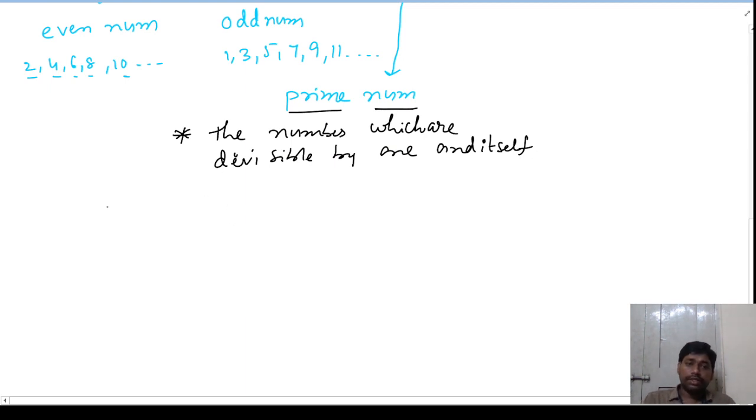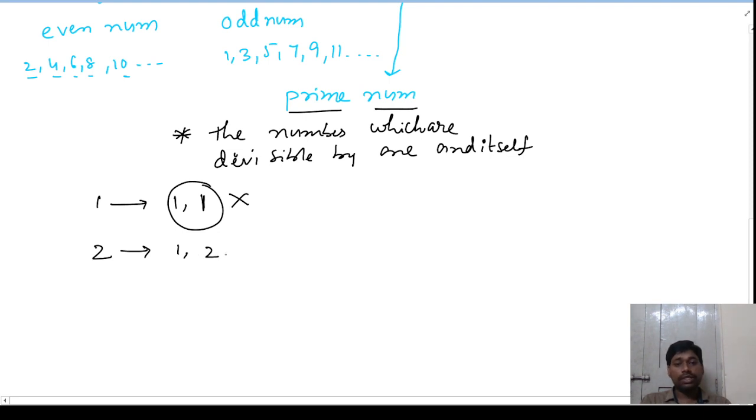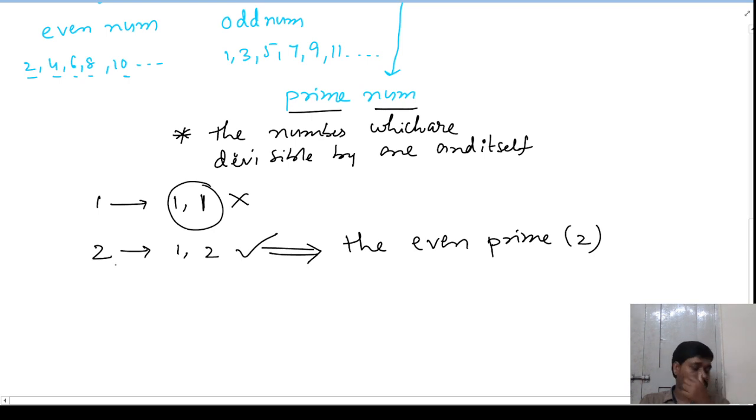Like there is the number one. One is neither composite nor prime, because it is divisible only by one, itself, so the definition is not satisfied. That is why it is not a prime number. 2 is divisible by 1 and itself, so it is called a prime. You have to remember this very important point: the only even prime is 2. In prime numbers only one even number exists, that is 2.